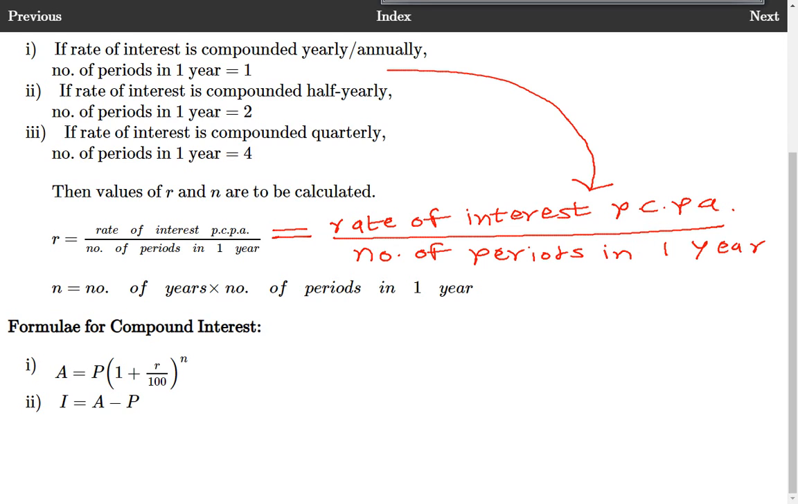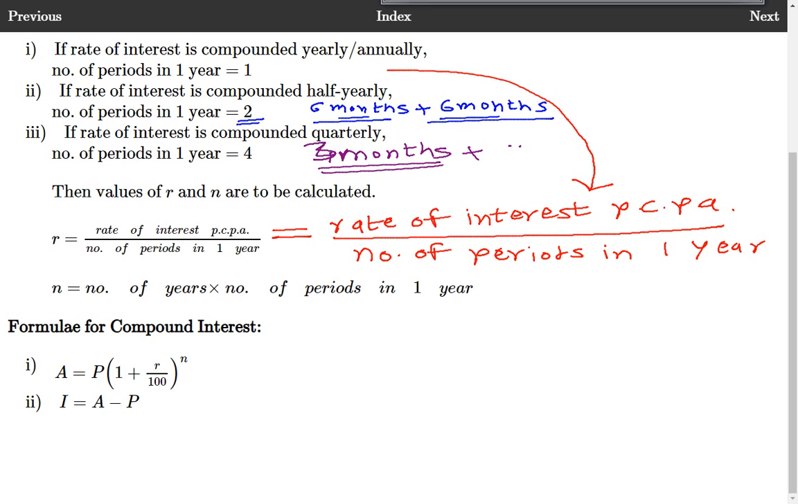If period is compounded half yearly, the period will be 6 months. So how many 6 months are there in 1 year? First 6 months and later 6 months. So there will be 2 periods. If period is 3 months, then there will be 4 quarters in 1 year. First 3 months plus second 3 months plus third 3 months plus fourth 3 months. So number of periods in 1 year will be equal to 4.